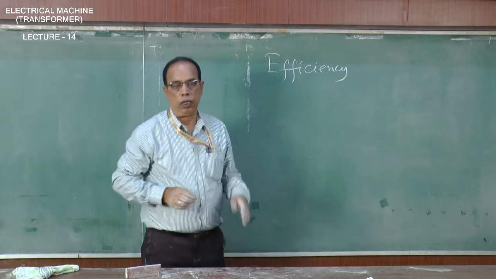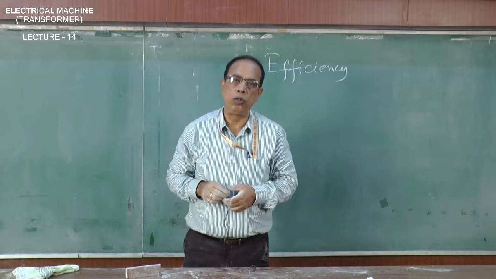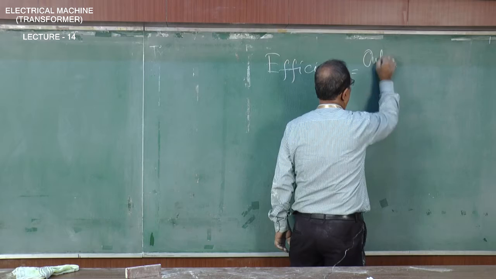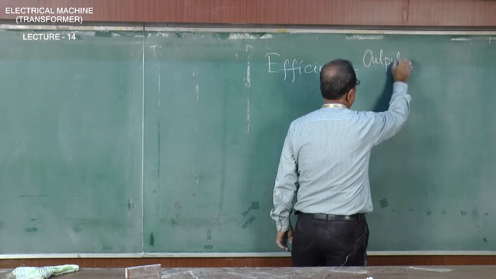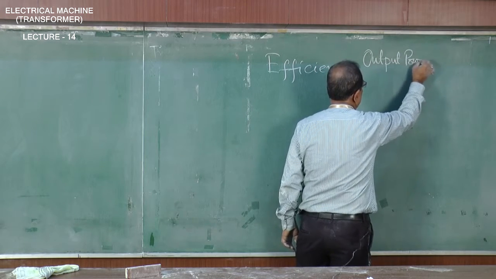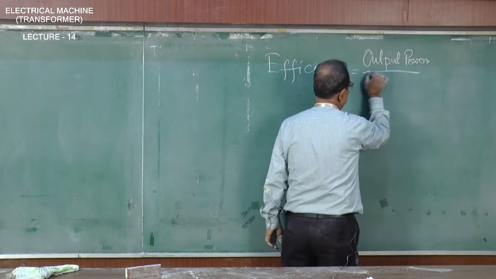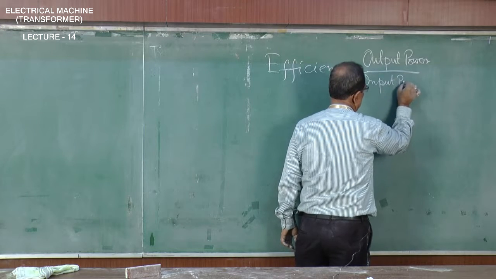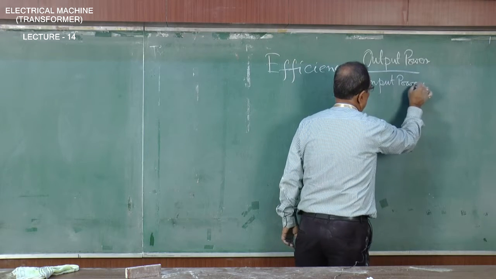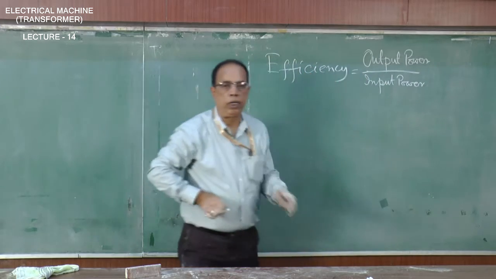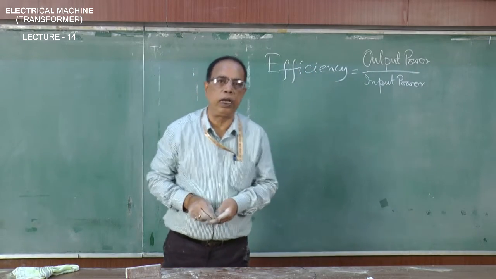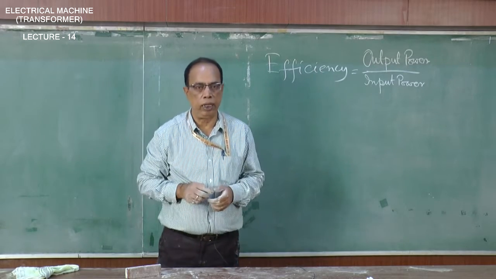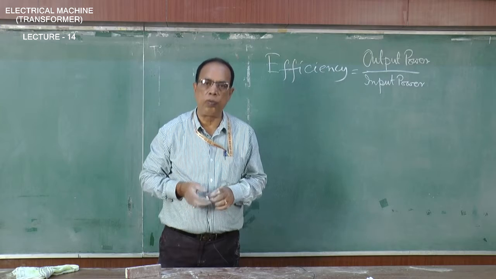Efficiency of the transformer. Everybody knows what efficiency is. Efficiency is output power by input power. That is the efficiency. Transformer transfers power from primary side to the secondary side, that means from the supply side to the load side. So, what is the efficiency of the transformer?